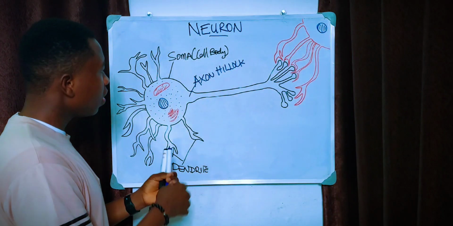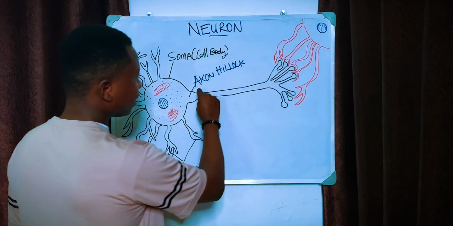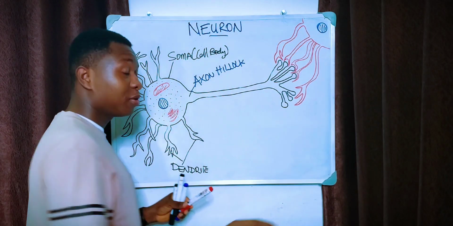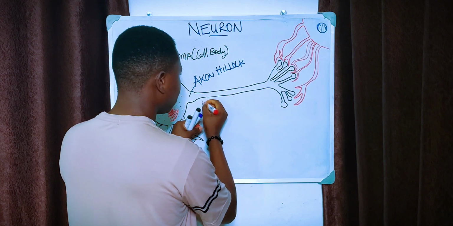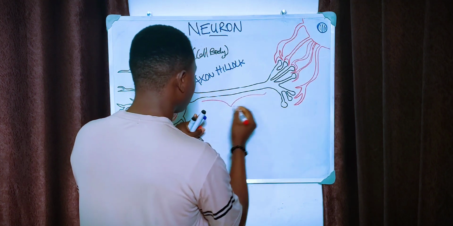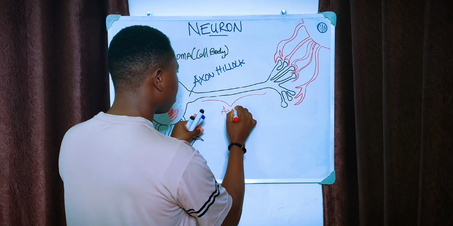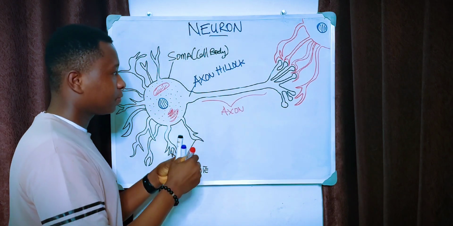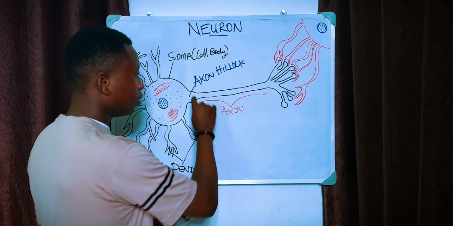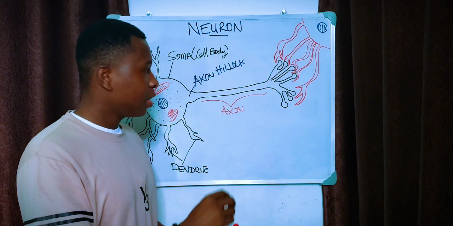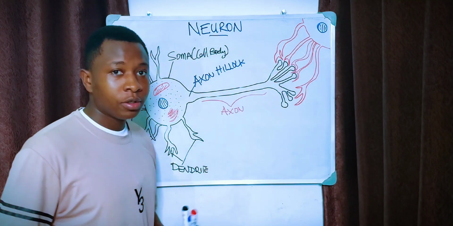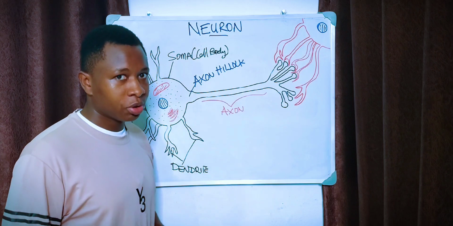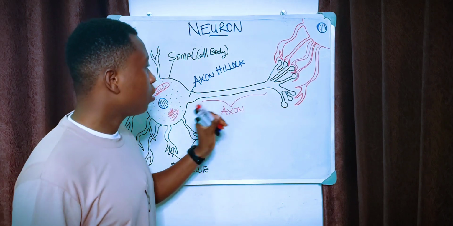Now, this part, I would like to call it the highway. It is termed the axon. This is the highway in which impulses pass through to the other neuron or the other part of the body. So it's called the axon.